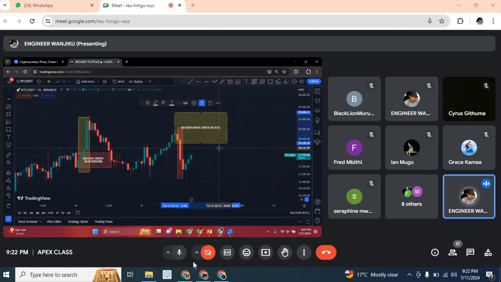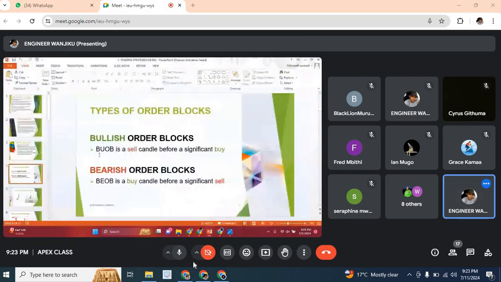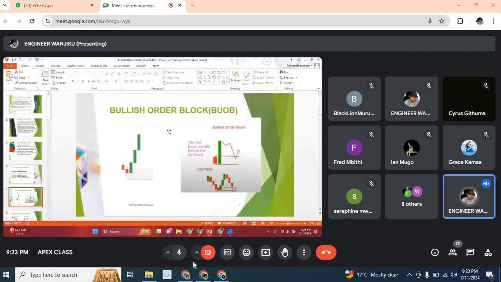So I repeat again, the last red candle before a significant buy is a bullish order block. And the last green candle before a significant sell is what we call a bearish order block. As has been shown here, a bearish order block is the last buy candle, or the last green candle, before a significant sell, as I've shown you. Then we have demonstrations on the same.